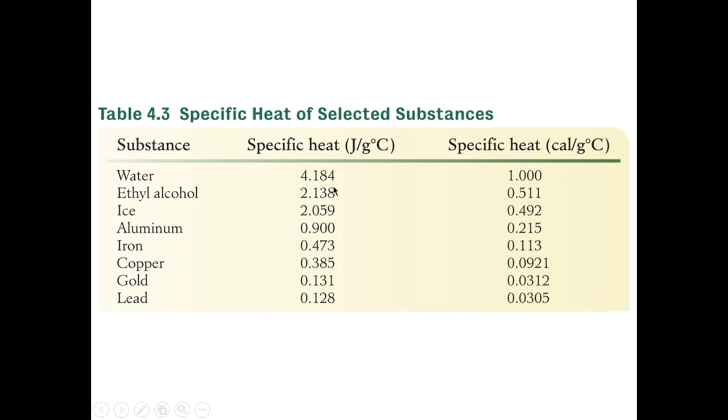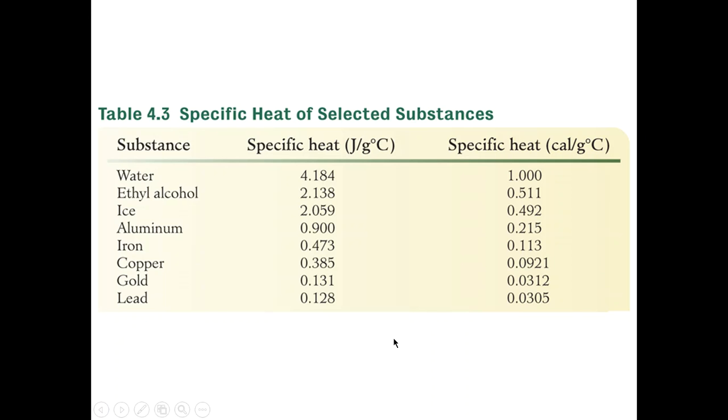So water has a specific heat, as I said before, of 4.184. Ethyl alcohol, or ethanol, has a specific heat of 2.138. And then what you'll find is that metals typically have relatively low specific heat. As you can see here, aluminum, iron, and so on, their values are less than 1 when the units are joules per gram degree Celsius. So here we have the units of specific heat in joules per gram degree Celsius, and here we have the units of specific heat in calories per gram degree Celsius.